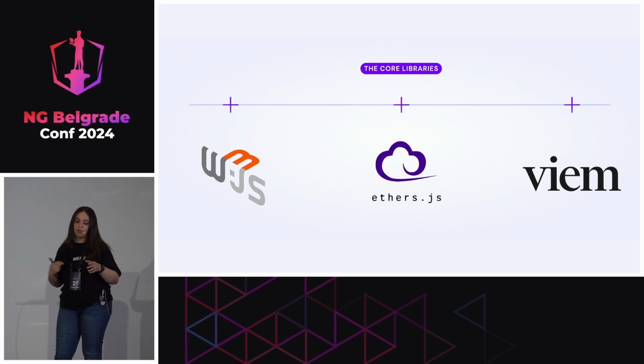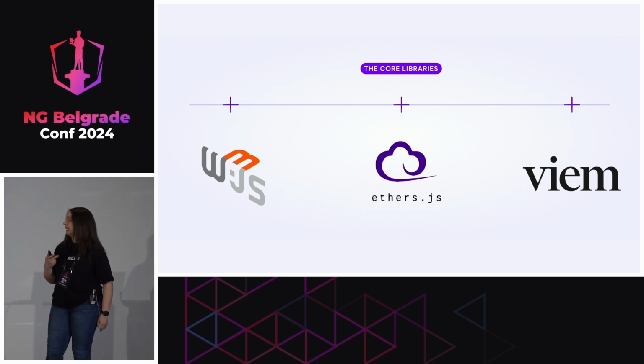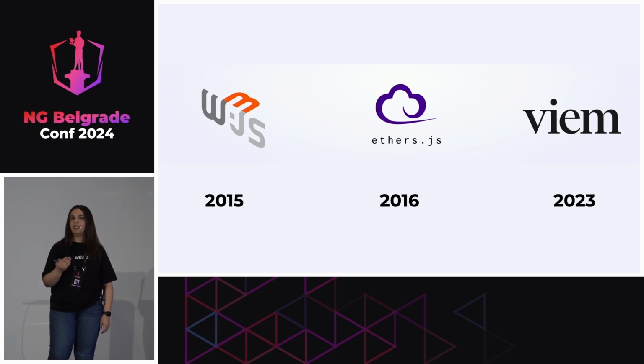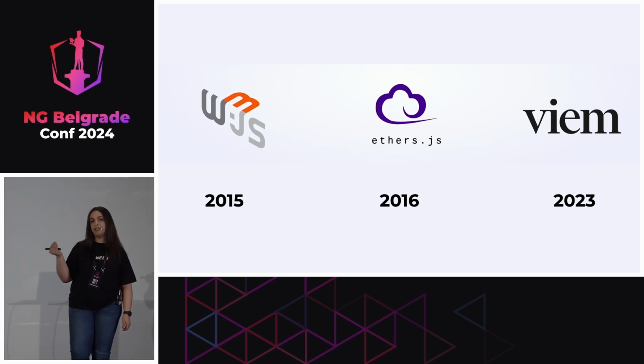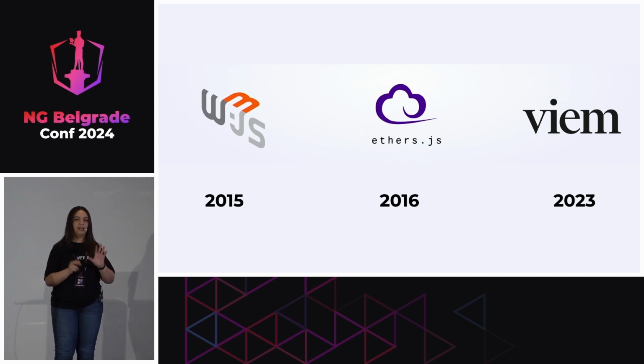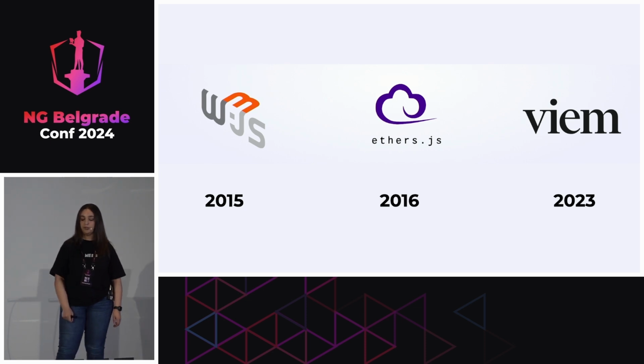So I always recommend using the standard ones, which are mainly these three. Viem came a little bit later, last year. So for many years, let's say, Ether.js was the only option, and all the other libraries are built on top of it.